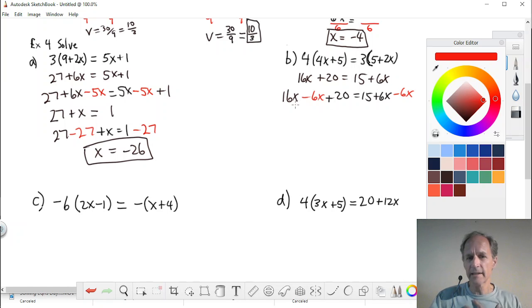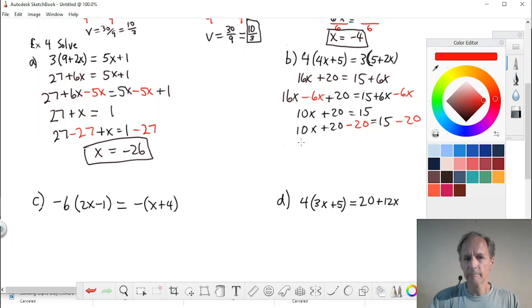On the left-hand side, 16x minus 6x is 10x. Whoops, goes black. Still plus 20. On the right side, 6x minus 6x is 0. Just leaves you with the 15. We're almost there. Got to get the x's by themselves, so get the 20 to the other side. 10x plus 20. Subtract 20 from both sides. Equals 15 minus 20.